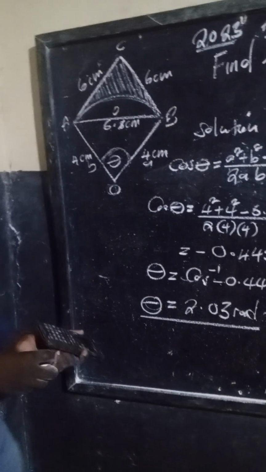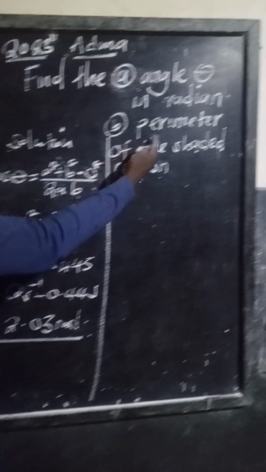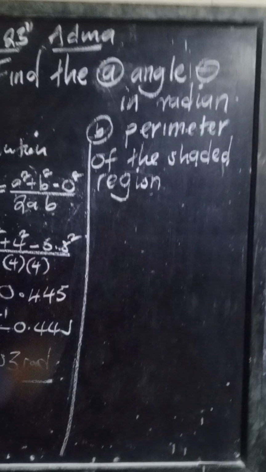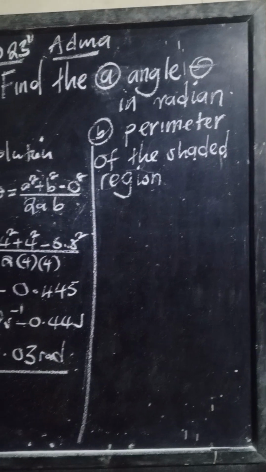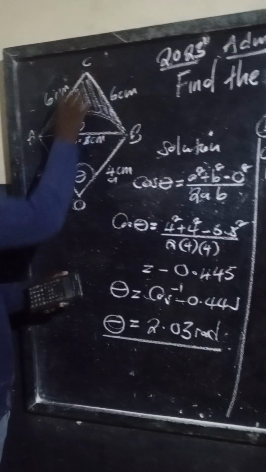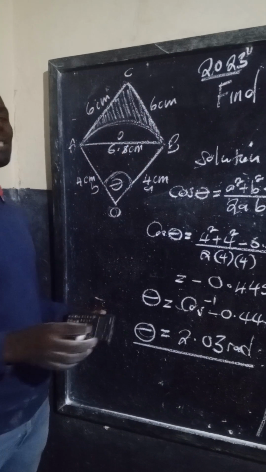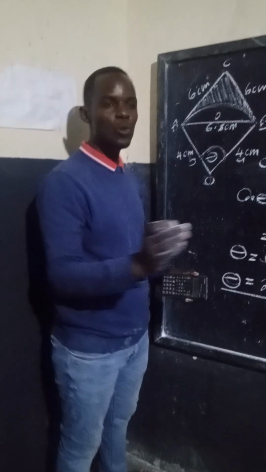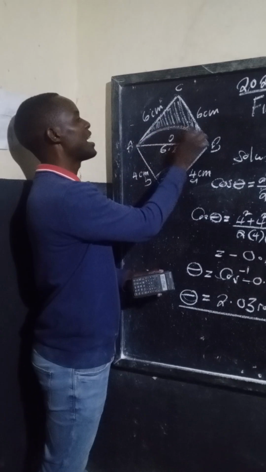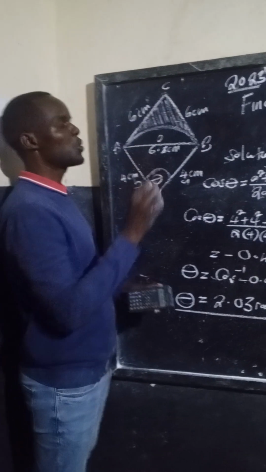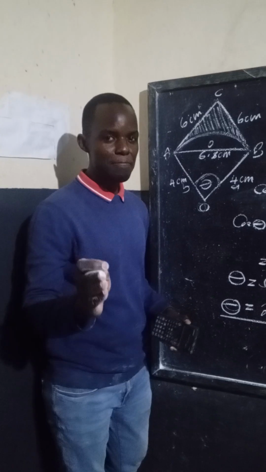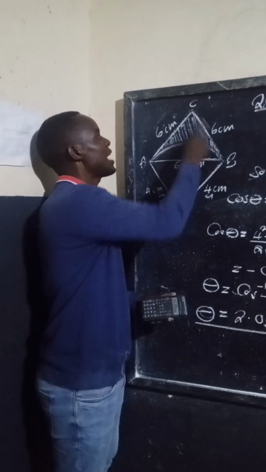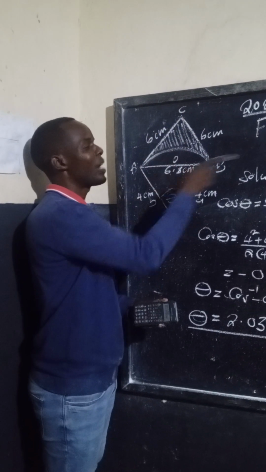Now the next thing, there's a question there, we're trying to find the perimeter of the shaded region. There's a region that has been shaded. This is the region that has been shaded. Now remember, perimeter is the total distance around the given figure. The figure we're talking about is the one that has been shaded, and we're told to find its perimeter.